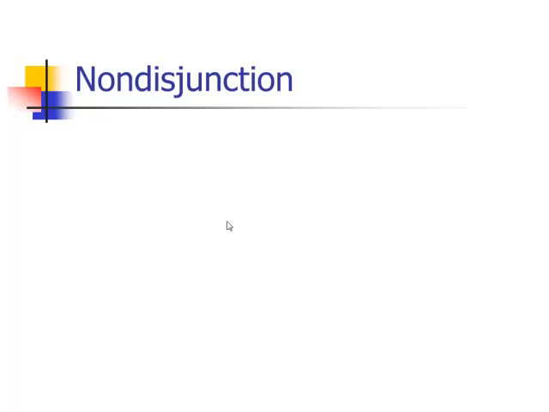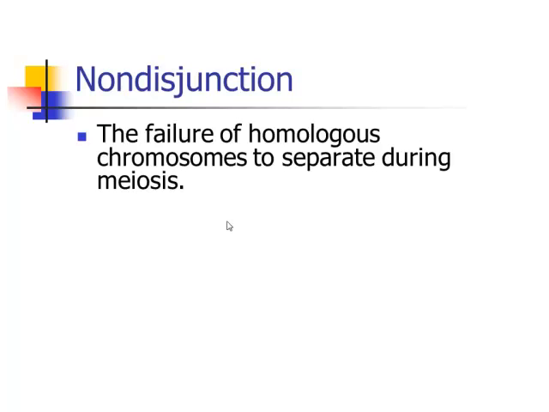We're going to have to go back and think about meiosis when we talk about non-disjunction. This is where our homologous chromosomes fail to separate during meiosis. So non-disjunction is the failure of our homologous chromosomes to separate during meiosis.